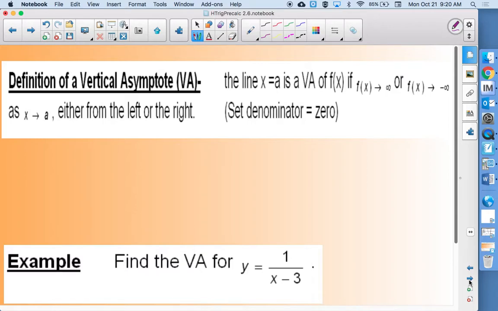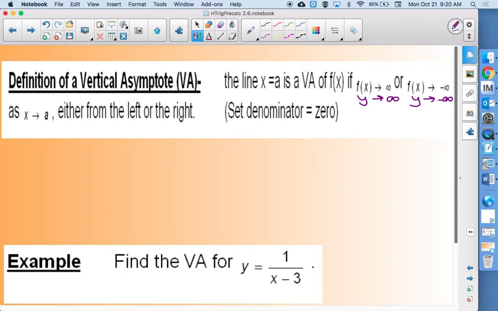Underneath this is the actual definition of a vertical asymptote. We usually use VA for vertical asymptote, and it says it is a line x equals a. x equals 0, x equals 5, x equals 10, x equals 20, whatever it happens to be. That occurs if y goes to infinity or y goes to negative infinity. That's what that means. f of x is the same thing as y. So an asymptote happens when your graph, the y value, kind of diverges. It goes opposite directions. One goes up, the other goes down. That happens at some value for x.